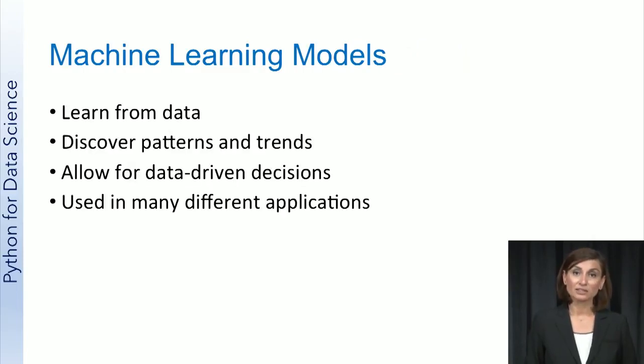To summarize, in this lecture, we've discussed what machine learning is and how it is being used in our daily lives. Machine learning models learn from data to perform a task without being explicitly programmed. They are used to discover patterns and trends in the data and allow for data-driven decisions to be made for the problem being studied. We also discussed in this lecture some examples of how machine learning is being used. We see from the example applications that machine learning can be applied to many different areas, and it's practically everywhere.